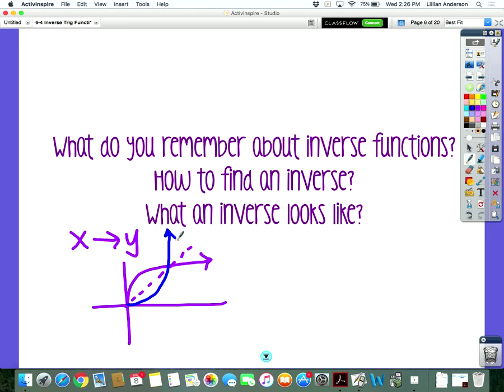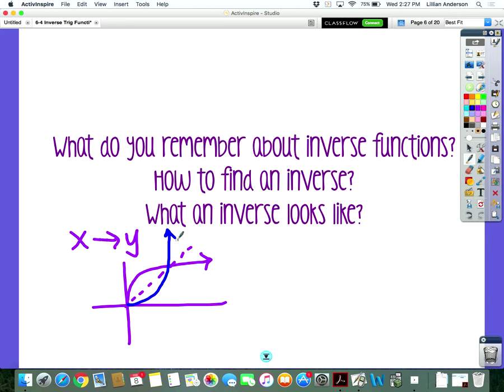That same concept applies to the graphs of your trig functions. However, in order for a graph to have an inverse, something had to be true. This is another thing for inverses. Who remembers? It has to be a function. Almost there. X's cannot repeat.